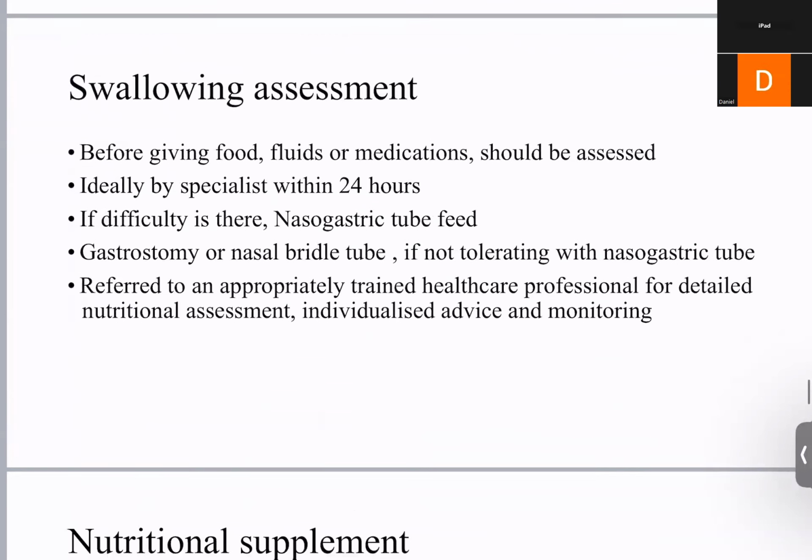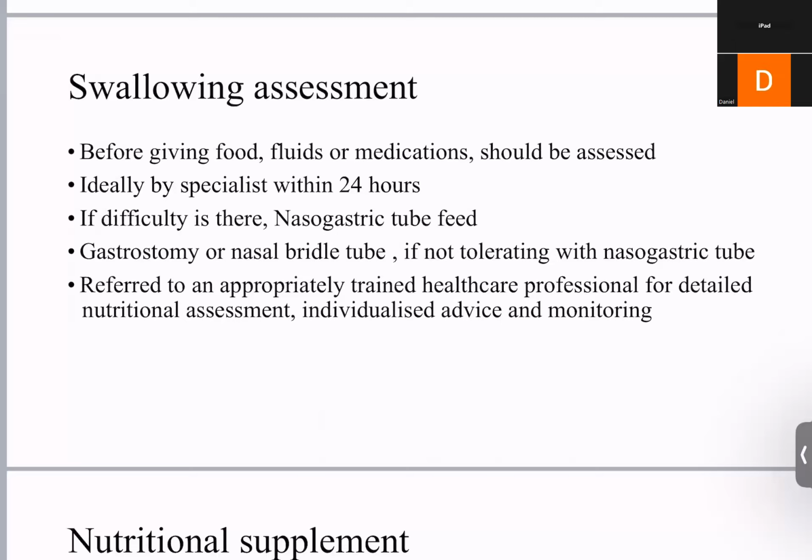And all stroke patients should have their swallowing assessed. Before giving food, fluids, or medications, it should be assessed, ideally by a specialist within 24 hours. If there is difficulty, nasogastric tube feeding should be started. If they are not tolerating the nasogastric tube, gastrostomy or a nasal bridle tube should be used.